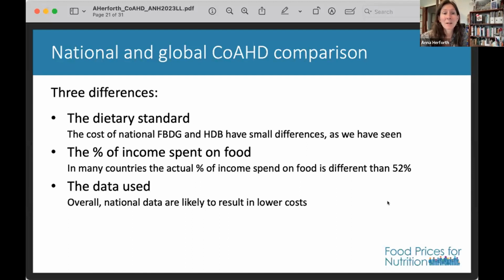Also, for the percent of income spent on food at global level, we just use a single standard to create something comparable, but in country you can use the actual percent of income spent on food, which might be somewhat different than 52%. So just wanted to flag that, you might see studies or do studies of national level costs and affordability of healthy diet, and it won't necessarily match what's published in the UN flagship reports.